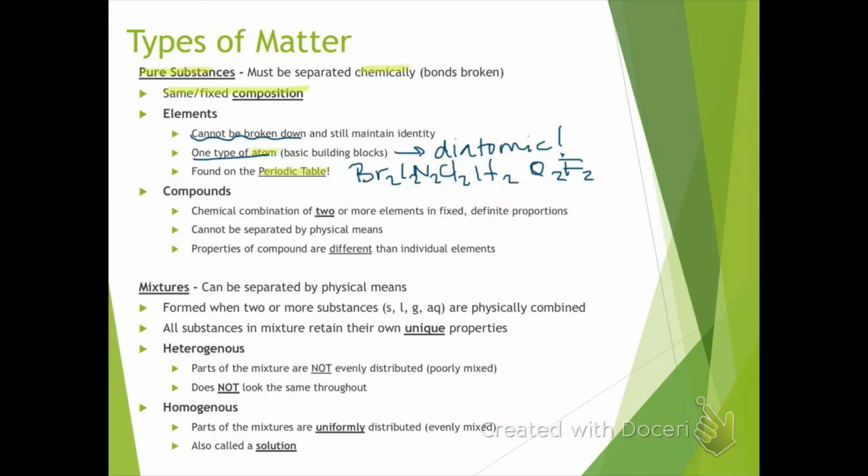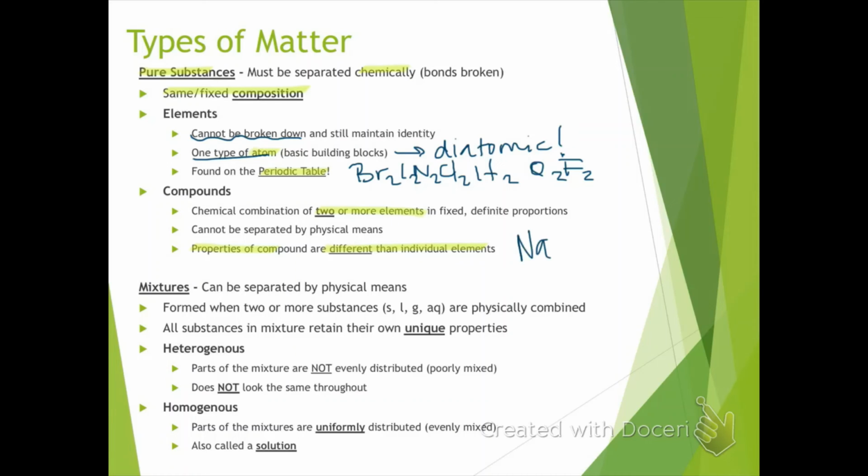Compounds are going to be two or more elements in, again, fixed definite proportions, so we have that one single fixed composition. They cannot be separated by physical means, but they can be separated chemically. Another really important note that we briefly touched on: properties of the compound are completely different than the individual elements.